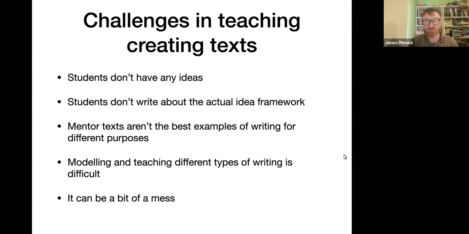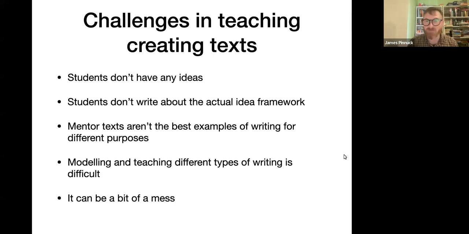Another challenge is that students don't actually write about the idea framework you're studying. They write about ideas that are adjacent to the framework, but not the framework itself. For example, in the idea of country, it's easy to talk about climate change, and climate change is adjacent to the idea of country, but you need to actually talk about the notion of country. Climate change is a vehicle for talking about country. So students can easily fall into the trap of talking about an idea that is adjacent to the big idea, but not the big idea itself.